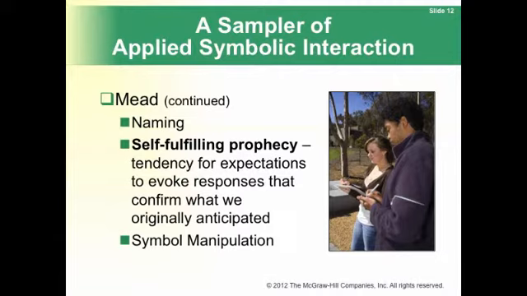Self-fulfilling prophecy, that we have responses that confirm what we think is going to happen. A great example of this is like on a test. If you sit there and say, oh, I'm going to fail, I'm going to fail, I'm going to fail over and over and over again, even as you're studying, then it is much more likely that you actually will fail. That's the self-fulfilling prophecy. It confirms what you already anticipated, that you're going to fail. Mead also talks about symbol manipulation, how we can manipulate symbols to mean multiple things. So we might name a particular symbol with various things.